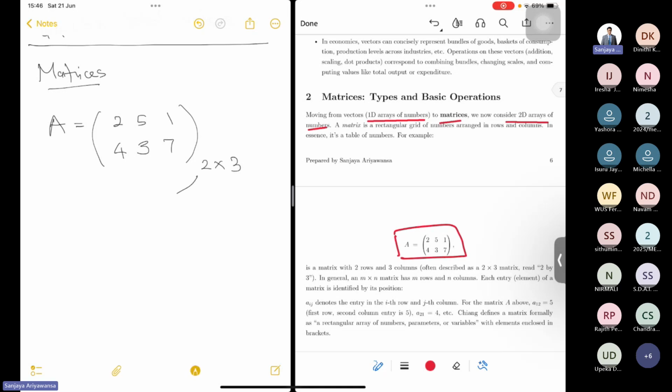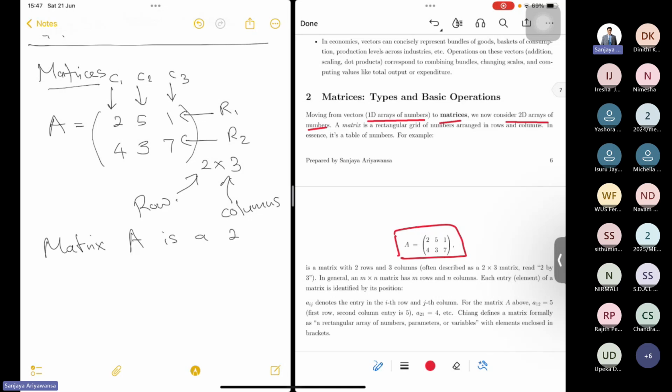Why is that? There are two rows here, one and two, and three columns. So these are your rows, row 1 and row 2. These are your columns, C1, C2, C3. So your matrix A is a 2 by 3, or you denote it as 2 by 3. This is not a multiplication, this is a denotation. You don't say 2 times 3 is 6, no. This is just a denotation saying there are two rows and three columns.